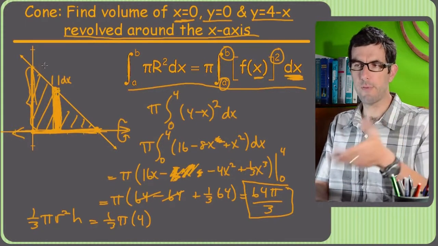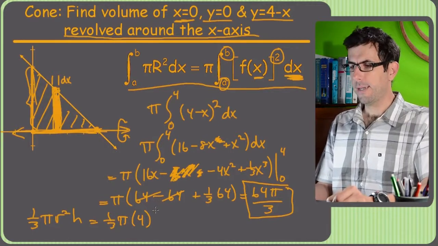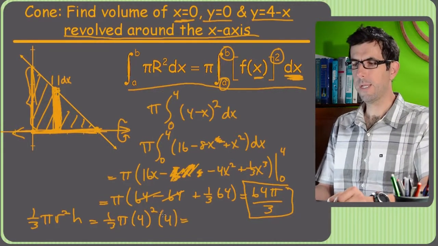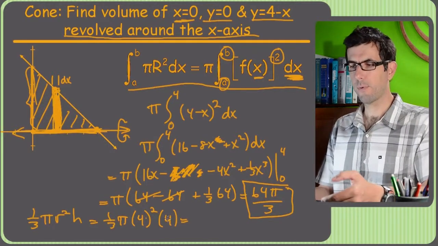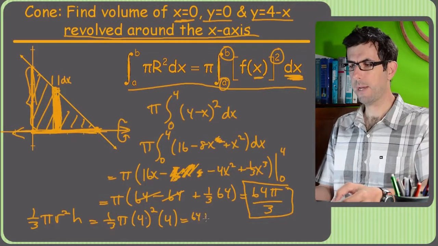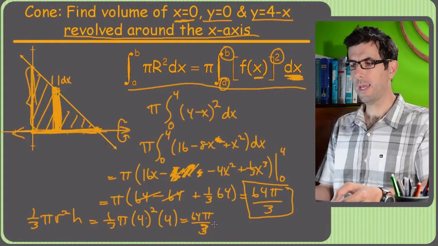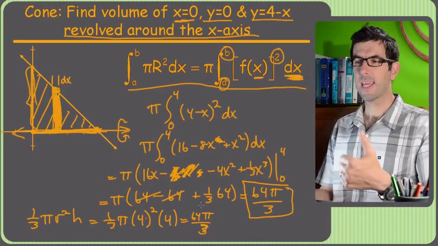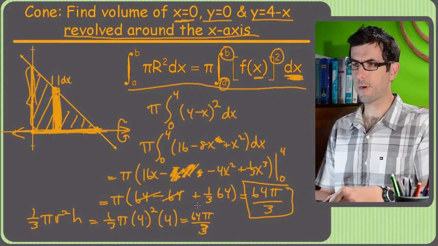But either way, since this is a 45-degree angle, they're both 4. 4 squared times h, which is also 4. And sure enough, 4 squared is 16 times 4 is 64 over 3. So 64 pi over 3. Really cool. So we just got the same volume with the volume formula and the volume integral. Nice work.